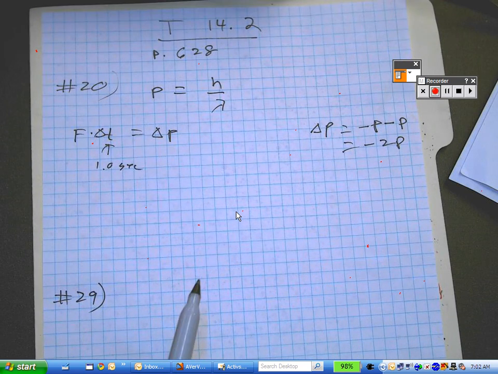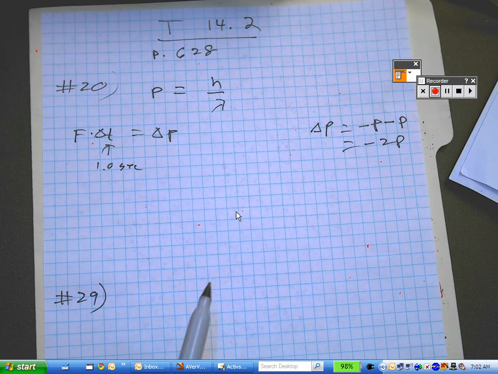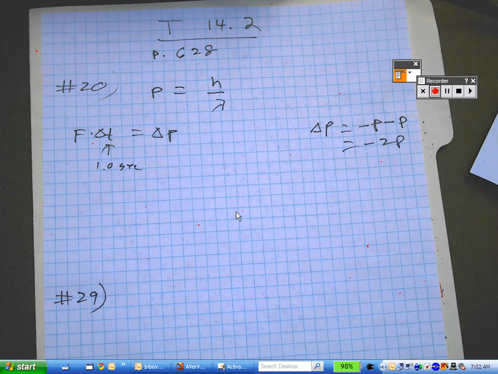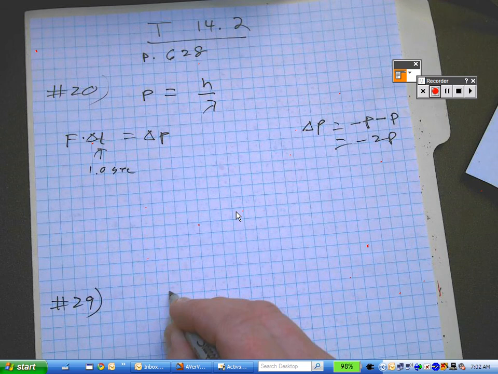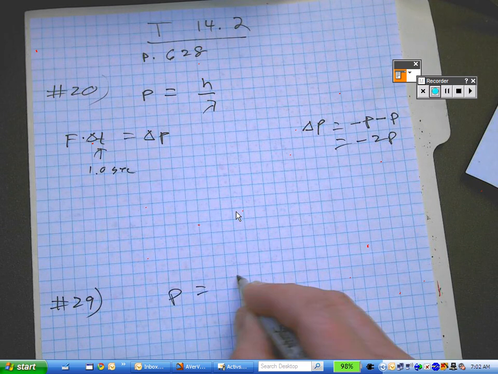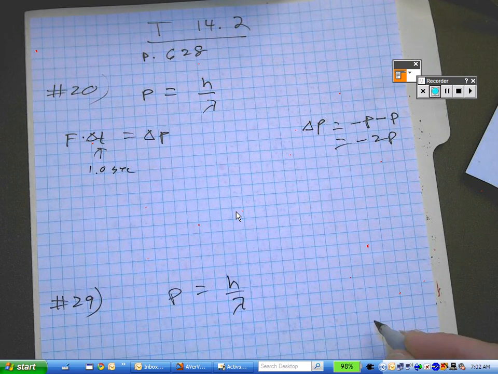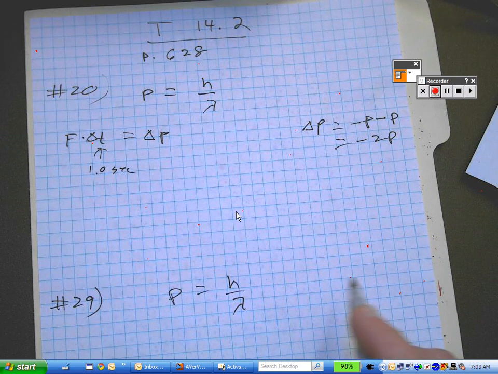Now let's look at number 29. In this one, we're talking about a television tube, which basically shoots electrons, and it accelerates them from rest with a potential difference. And they would like to know the potential difference. The de Broglie wavelength is given to you. So again, when you see a problem like this, you say, all right, I'm going to look for the formula for de Broglie wavelength. And the de Broglie wavelength, which they give you, obeys the formula momentum equals h over lambda. So this should be helpful in finding the momentum.